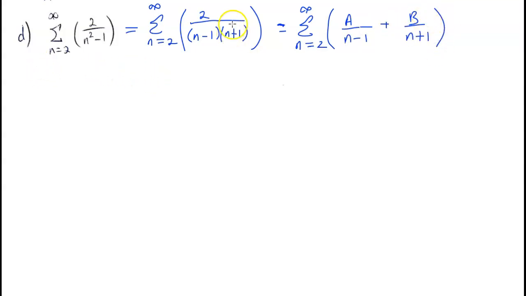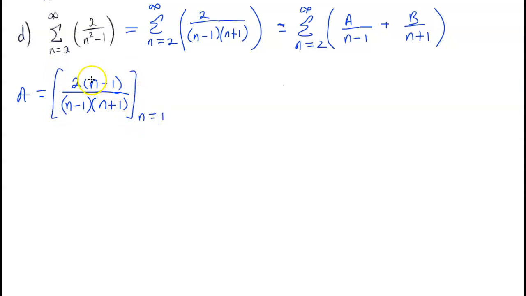Okay. So we're going to see what 2 divided by the product of n minus 1 and n plus 1 would be as two sums. So here we know that A is just going to be 2 divided by n minus 1 times n plus 1. And since A is over the n minus 1, we know that we have to multiply by n minus 1 and then evaluate that result at n equals 1, because 1 is the number that makes n minus 1 go to 0.